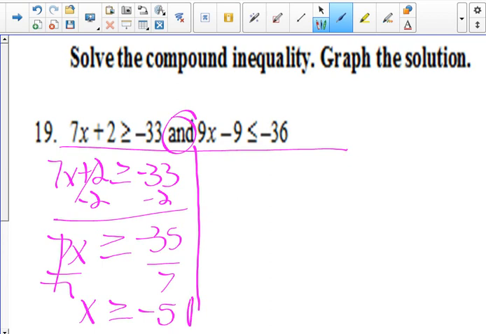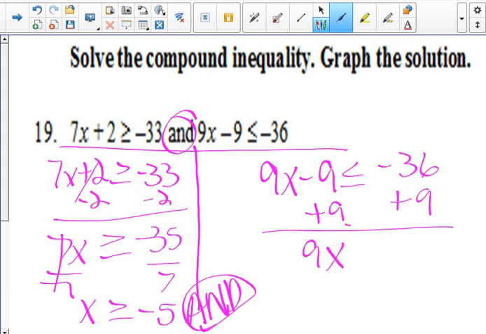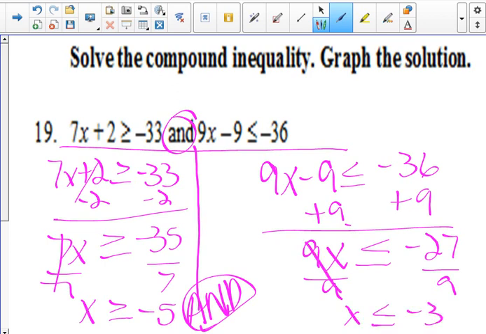Now I've got the and, so don't forget that. Now let's solve this side. 9x minus 9 is less than or equal to negative 36. So add 9 to each side, and you get that 9x is less than or equal to negative 27. Now divide each side by 9, and you get that x is less than or equal to negative 3. So there's my two statements.